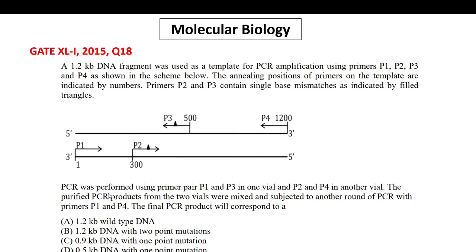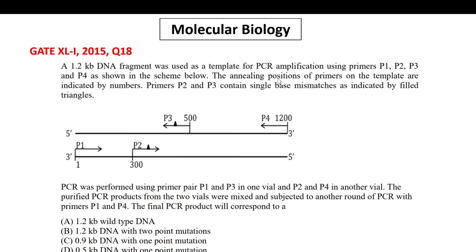Then what they are asking: PCR was performed using primer pair P1 and P3 in one vial. So mark that in one vial, they have done this PCR using this template with P1 and P3. And in another vial, they have used P2 and P4 and carried out the PCR in each of these two vials. The purified PCR products from the two vials.